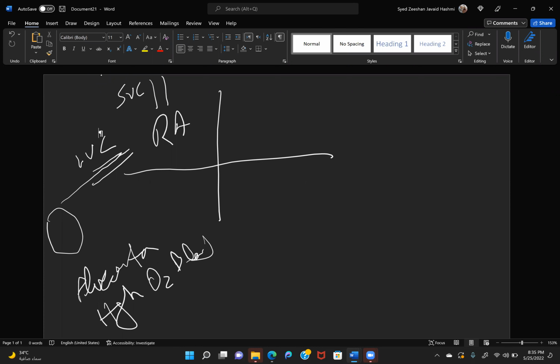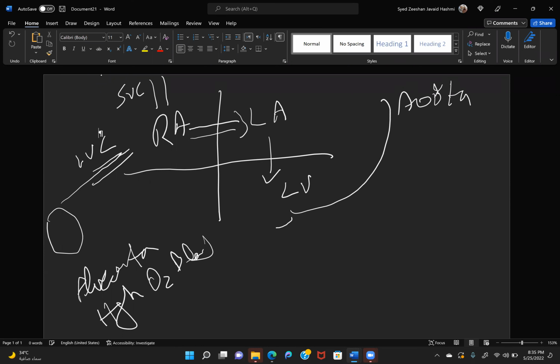This is highly oxygenated blood. This blood is going from the right atrium to the left atrium. From the left atrium, it is going to the left ventricle, and through the left ventricle, it is going to the aorta. Before I tell you what happens in the initial part of the aorta, the blood coming from the superior vena cava goes from the right atrium to the right ventricle, and then through the pulmonary artery, it is going towards the lungs.